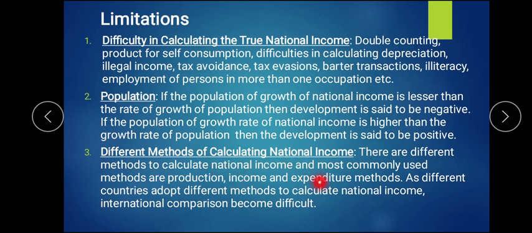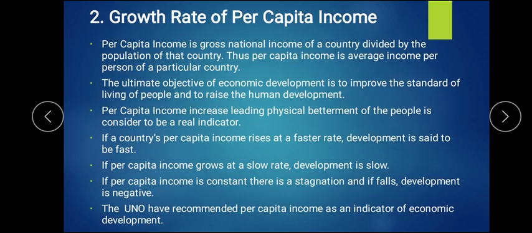Then there are different methods of calculating national income. Different countries follow different methods, like the production method, income method, and expenditure method. These are the three methods we studied in the 11th standard. Different countries go with different methods, and it is difficult to compare national income calculated by different methods. So we can say national income becomes very difficult to calculate.